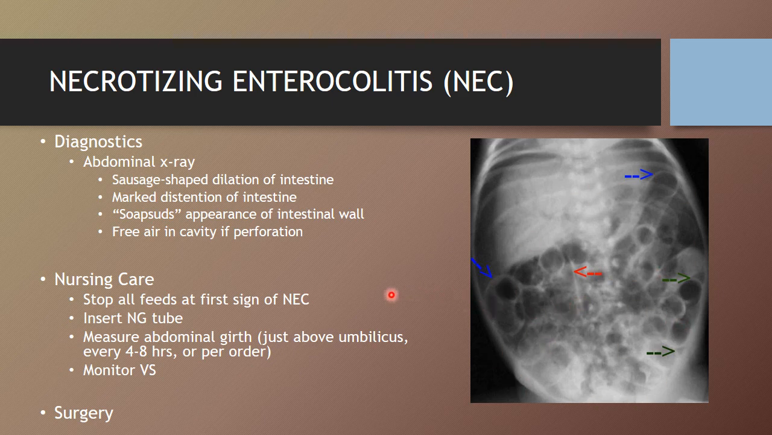Nursing care: if you suspect NEC or there's a first sign of it, you would stop all the feeds at the first sign. Insert an NG tube. More than likely the baby already has one, but you definitely need one now. They'll also measure the abdominal girth, so you'll get the tape measure and they'll actually mark on the baby where they're measuring, and that way you can keep a more accurate record, and you document in the chart every time you measure the girth to see if there's a pattern or things are growing. Just above the umbilicus, standard is about every 48 hours, but it could be more frequently, and that wouldn't be abnormal. And then monitor their vital signs, of course.